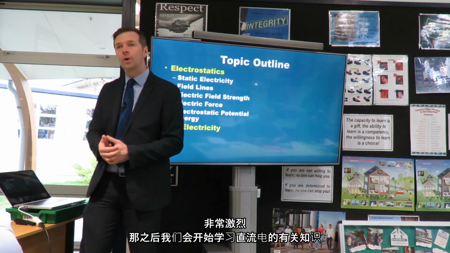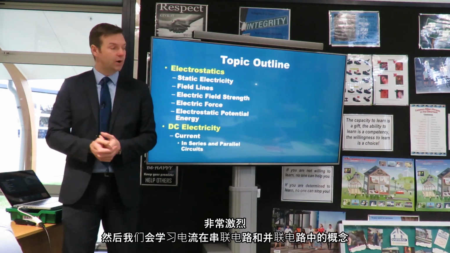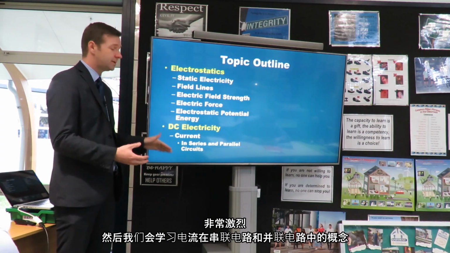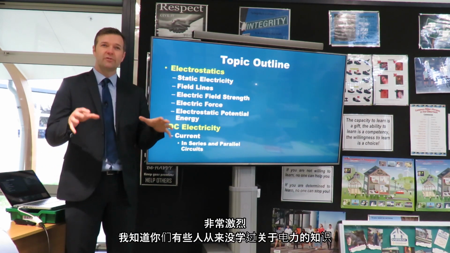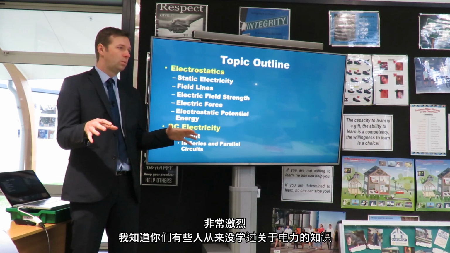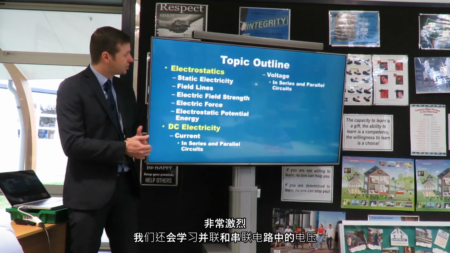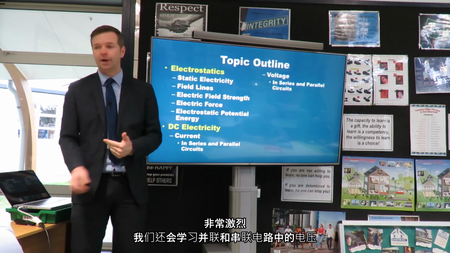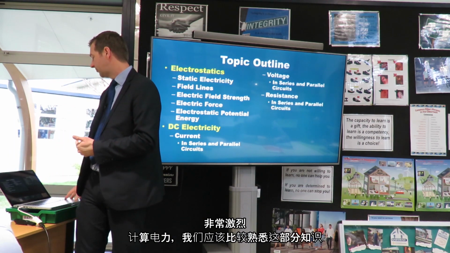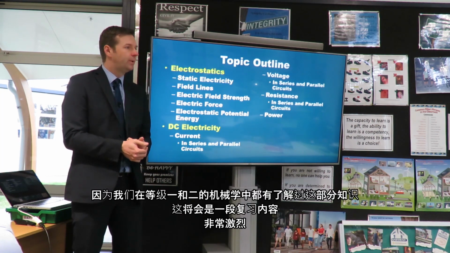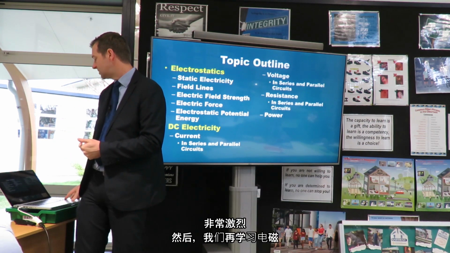Now from there, we're going to look at DC electricity. We're going to look at the concept of current in series and parallel circuits. And I'm aware that some of you have never learned electricity before, so it's going to be quite new to you. We're going to look at voltage in series and in parallel. You're going to see a theme here. And resistance in series and in parallel. Circuits. Calculating power, which should be familiar because we looked at power in level 1 mechanics and in level 2 mechanics. That was revised as well.